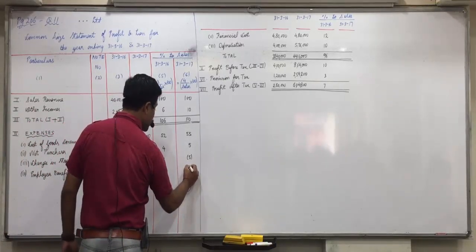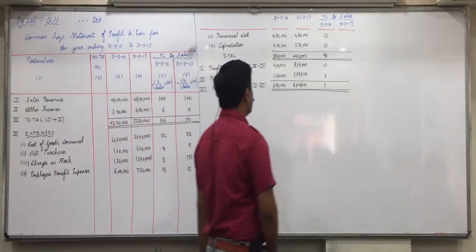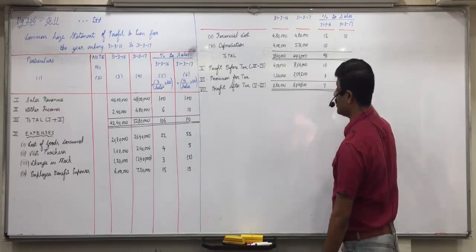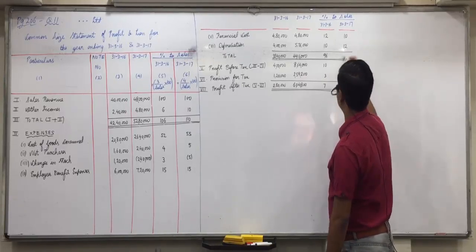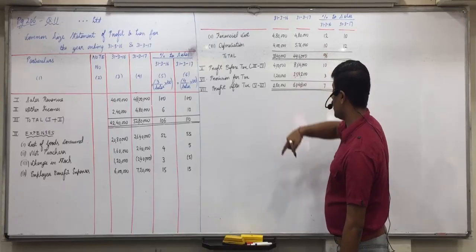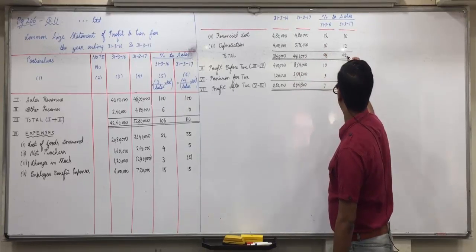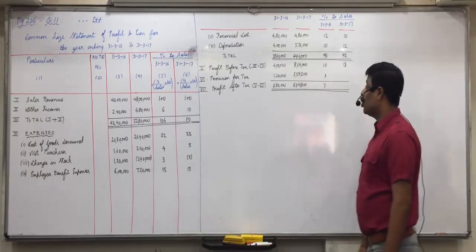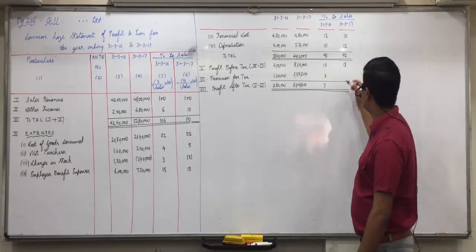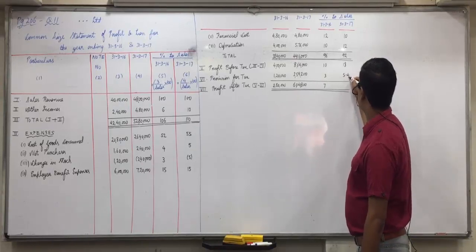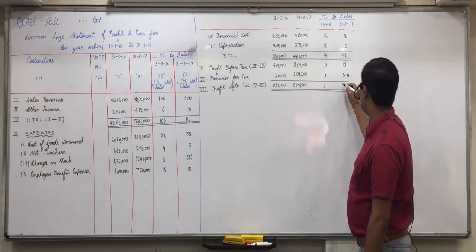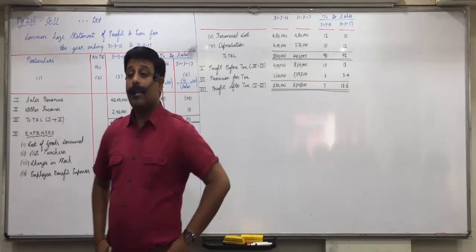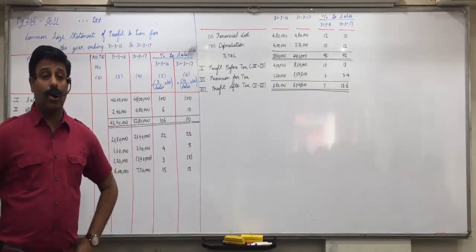7,20,000 and percentage, 15. 4,80,000 and percentage, 10. 5,76,000 and percentage, 12. 44,16,000 and percentage, 92. 8,64,000 and percentage, 18. 2,59,200 and percentage, 5.4. And 6,04,800 and percentage, 12.6. Did everyone understand this shortcut trick or not?